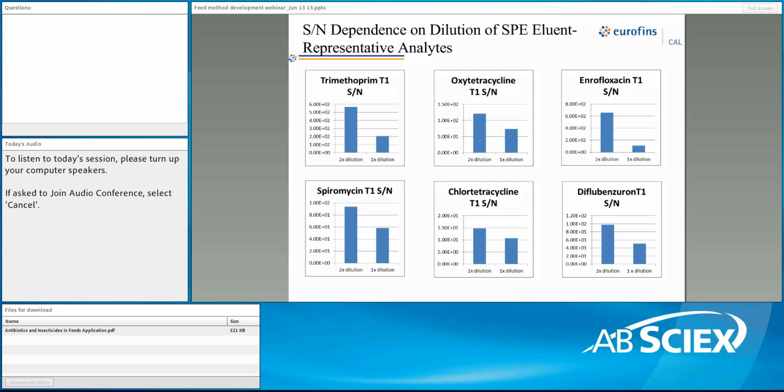So this gives a little description of the signal-to-noise dependence of the dilution factor on a number of analytes. On each of these little plots, the left-hand bar is the 2-fold dilution, and the right-hand is non-diluted. Generally speaking, we see anywhere from a 1/3 to double of our signal-to-noise increase, which is pretty significant. And so that tells us that we're able to improve our detection limits by diluting this out a little further.